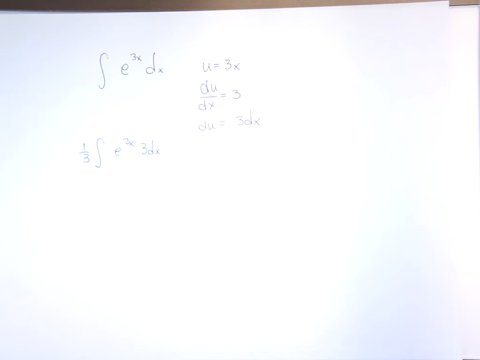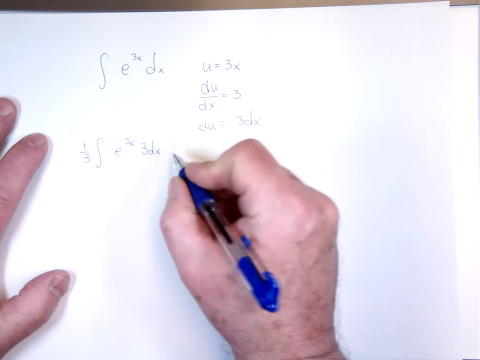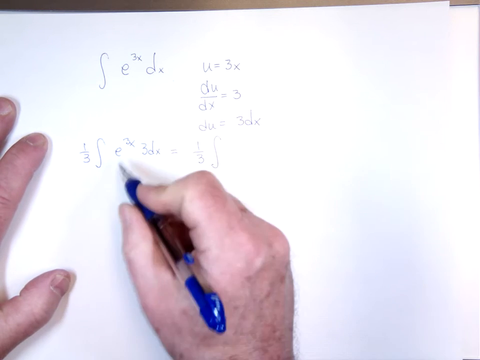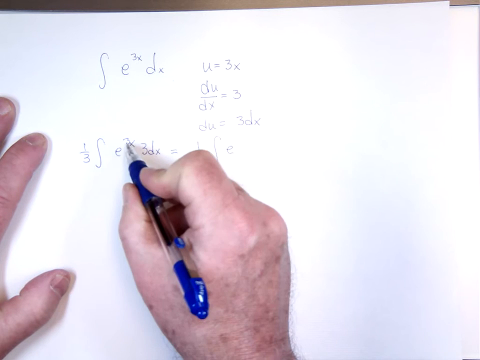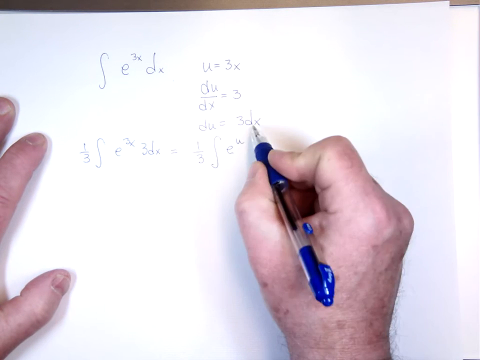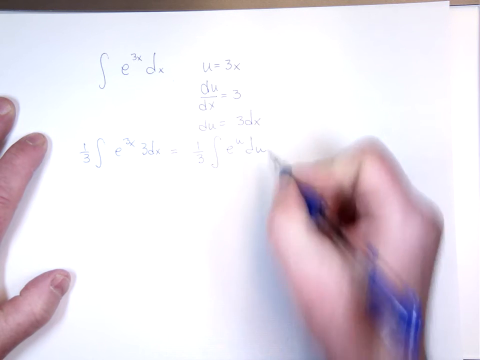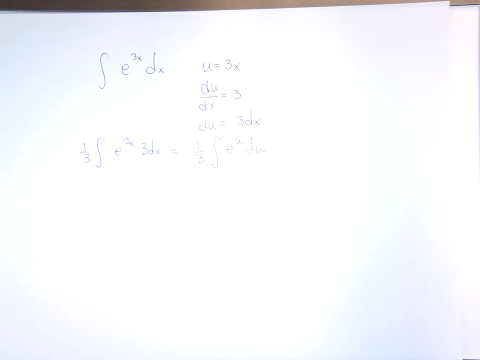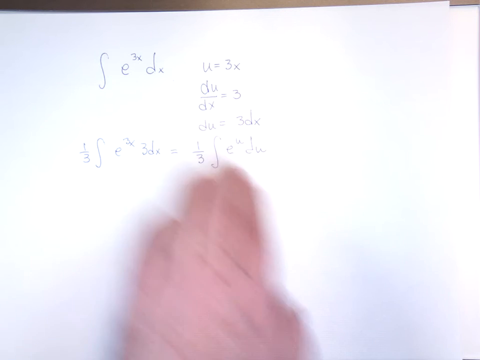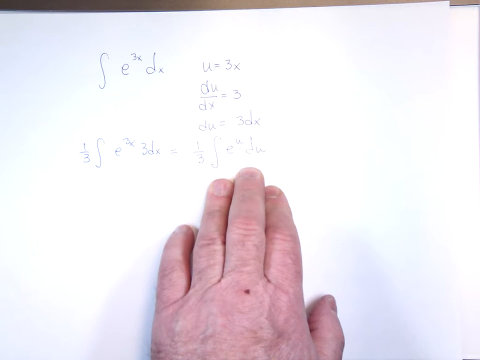Okay, now, what do I have? 1/3, the integral of e to the 3x, that's u. 3 dx, that's du. What I've done, by simply multiplying by 3 and by its reciprocal 1/3, is change the integral from this into one of our integration forms. Okay? And what's the integral of e to the u?